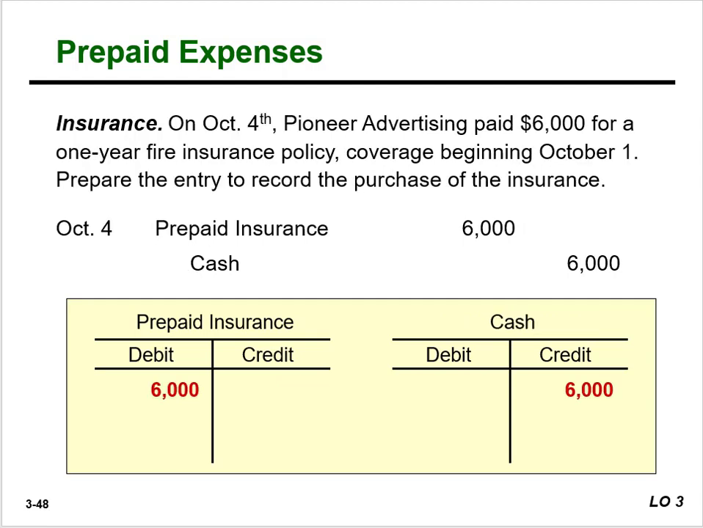On October 4th, Pioneer Advertising paid $6,000 for a one-year fire insurance policy coverage beginning October 1st. Prepare the entry to record the purchase of the insurance. And so you would debit prepaid insurance for $6,000 and credit cash for $6,000.